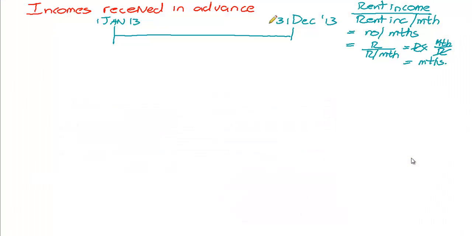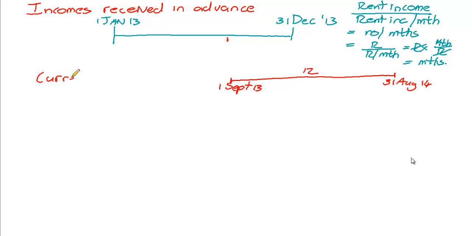So the current picture is I have received rent from the 1st of September all the way for 12 months. So up to the 31st of August 2014, from the 1st of September 2013, I've received rent for 12 months. Right, so this is the current picture, which is going to reflect the rent actually received in cash.